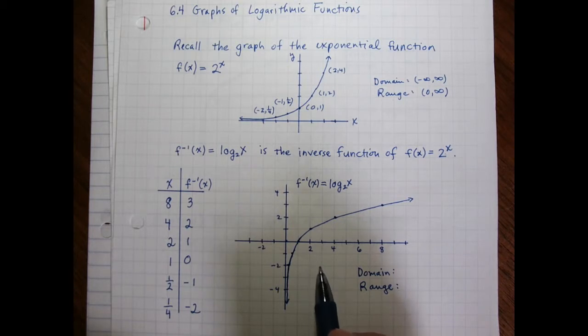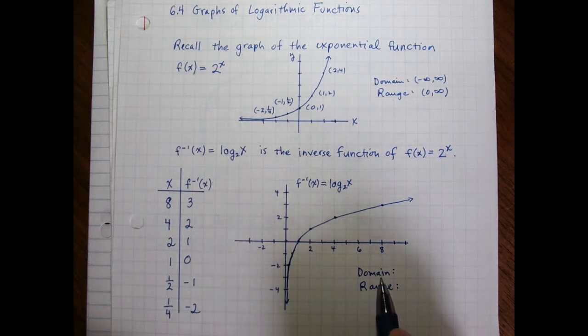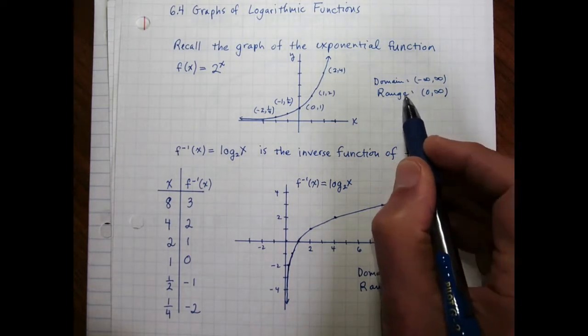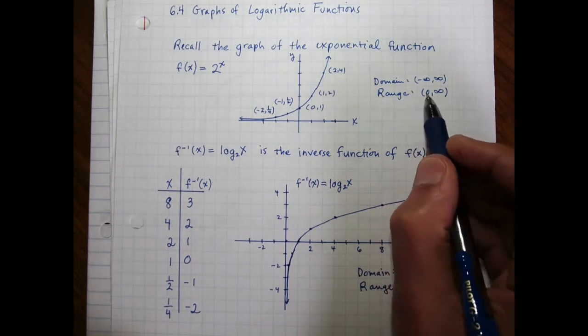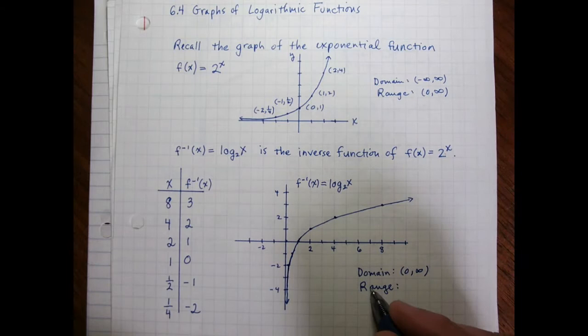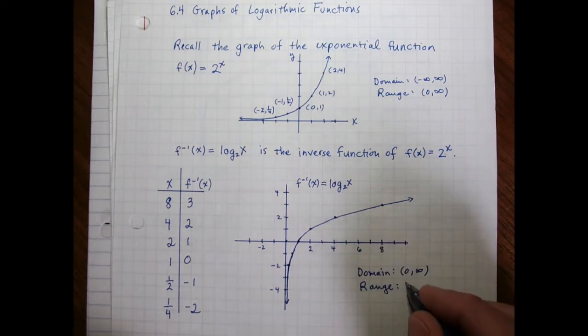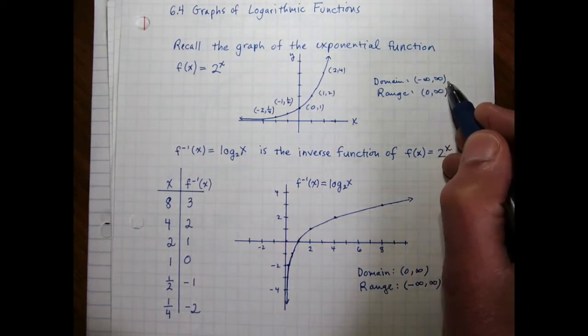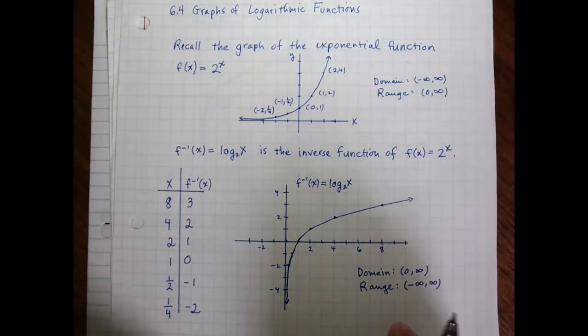So for the logarithmic function, its domain is going to be the interval from 0 to infinity with 0 not included. That's the same as the corresponding range of an exponential function. The range of a logarithmic function is all real numbers, and that corresponds to the domain of an exponential function, whose domain is also all real numbers.